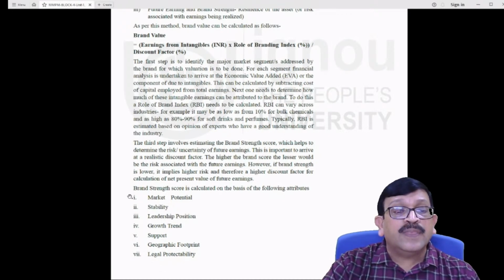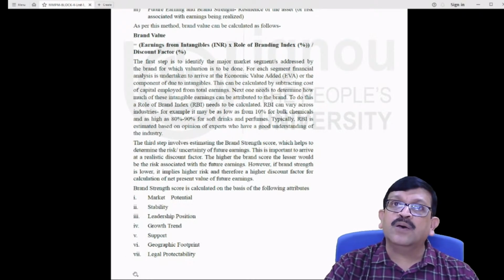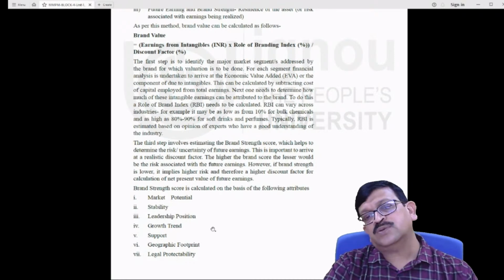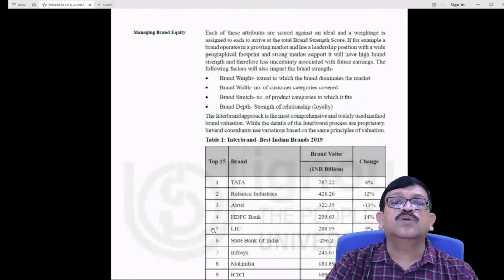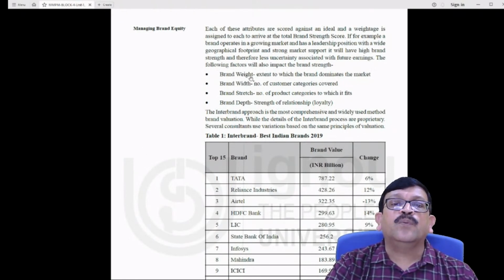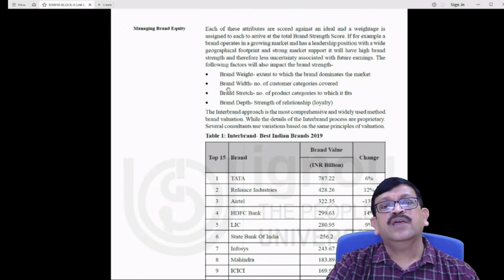So these are the 7 parameters, but all are not in the same weightage. So there has to be a weighted average which needs to be done, and a score has to be worked out. And it basically talks in terms of what is the brand weight, how it dominates the market, and you can derive out of it. What is the weight?